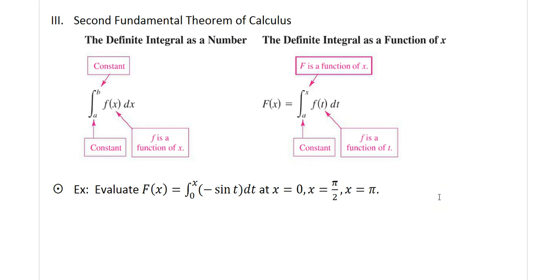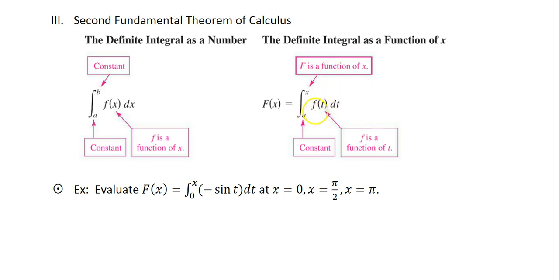Now, before we talk about the second fundamental theorem of calculus, let's talk about what's going on when you're talking about the definite integral as a number versus the definite integral as a function of x. Now, if you just take the definite integral and you've got numbers for both of your bounds, just constants, this is going to give you a number for your answer. If one of your bounds happens to be a variable, then what you're actually going to get is a variable, or a function of that variable, as your answer.